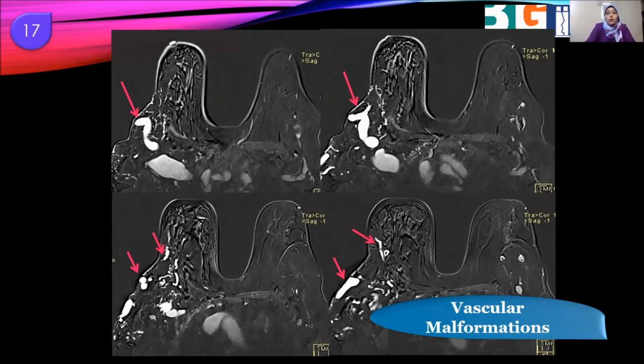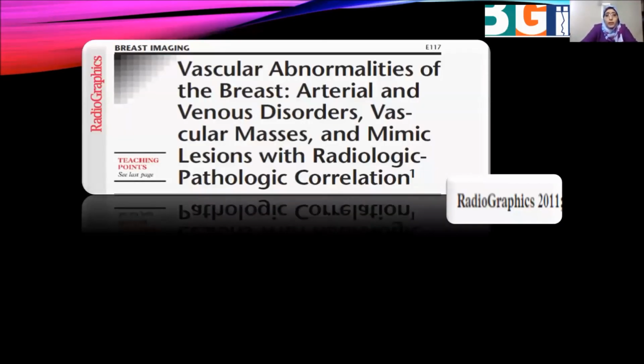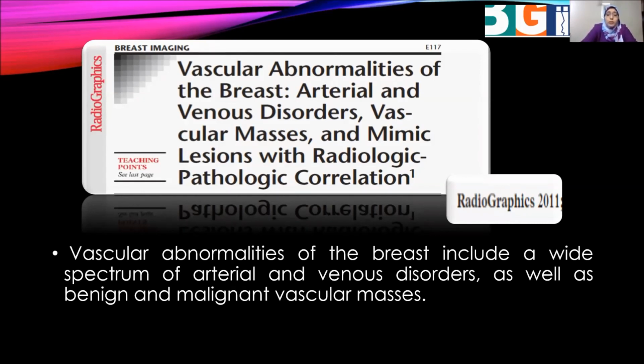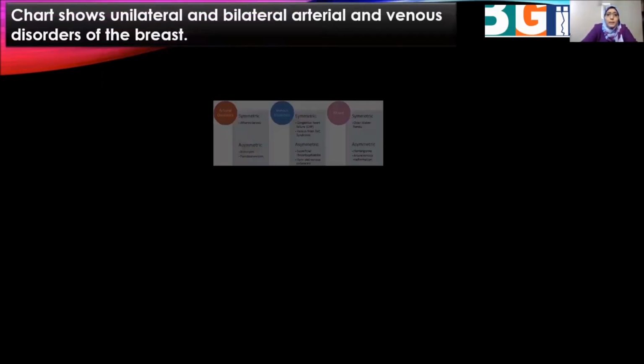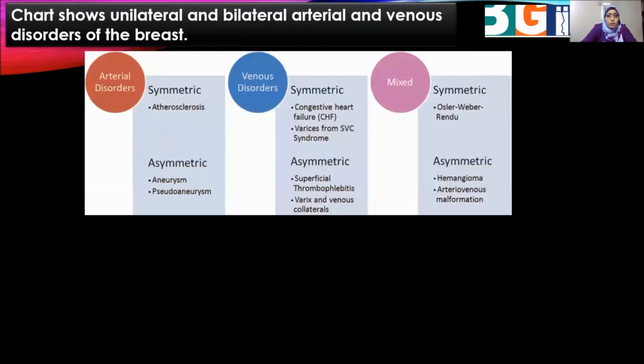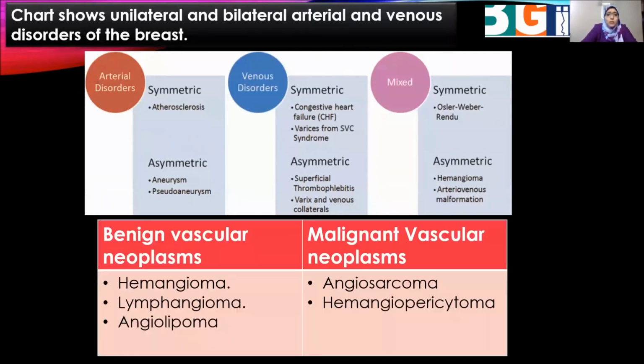This is also one of the not uncommon cases we can see in the breast. In RadioGraphics 2011, there was an interesting paper on the vascular abnormalities of the breast, for whoever wants to review it. It included a wide spectrum of arterial and venous disorders. It classified the disorders as arterial, venous, and mixed, benign and malignant, with the more common ones we see being hemangioma, lymphangioma, and angiosarcoma.